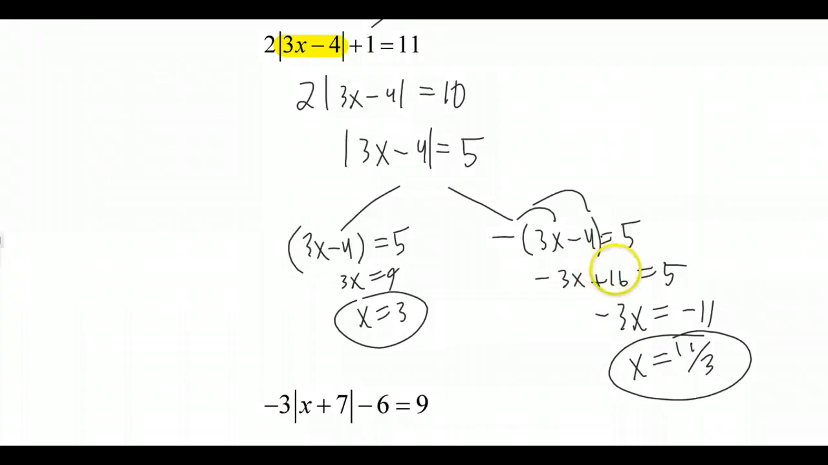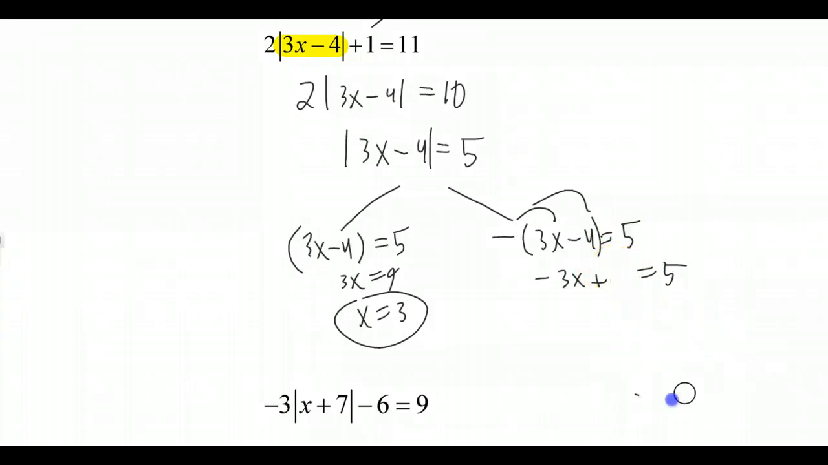So you will catch your mistakes. That's another benefit of checking your work: if you happen to make an arithmetic mistake, you'll catch that. And so this should have been positive 4 here when I distribute the negative. I wasn't multiplying by 4, I was just distributing a negative. So then we get negative 3x equals 1, so x equals negative 1/3.